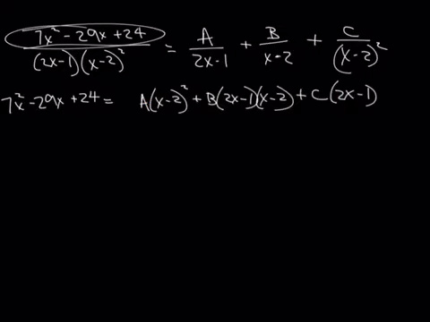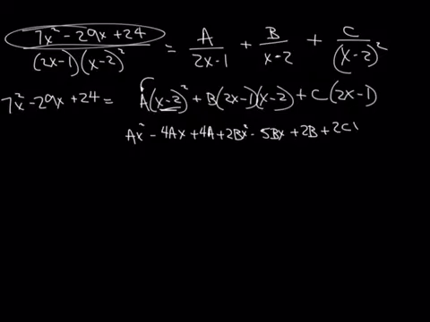Let's go ahead and expand all of this. If you were to square that, do the FOIL method and do everything there, and then multiply it by the A, you'd get Ax squared minus 4Ax plus 4A plus 2Bx squared minus 5Bx plus 2B plus 2Cx minus C. I just expanded this.